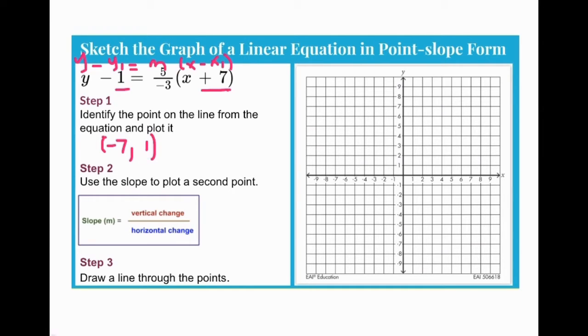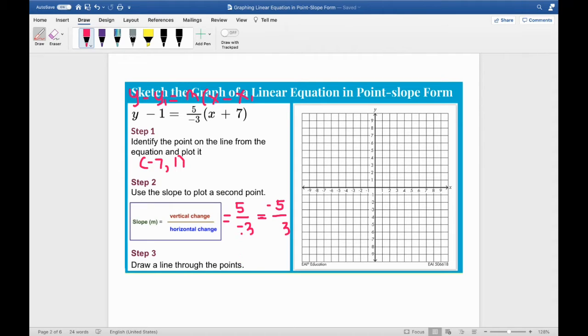Then after we identify the point, we need to identify also the slope so we can locate the second point. So the slope here is 5 over negative 3. Always remember that the sign of the fraction, if it's negative, can be written in the denominator or numerator. This means that the value of the fraction is negative. So if the slope of the fraction is negative, the line will slant to the left.